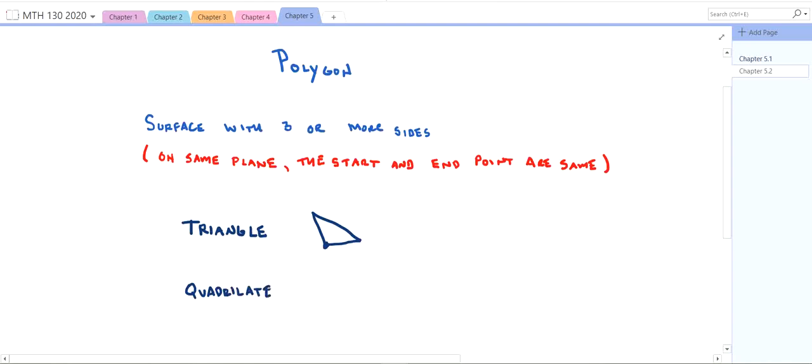Quadrilateral. That's a four-sided object. Not necessarily square, not necessarily a rectangle. None of the sides are necessarily parallel, but this is a three-sided, this is a four-sided.